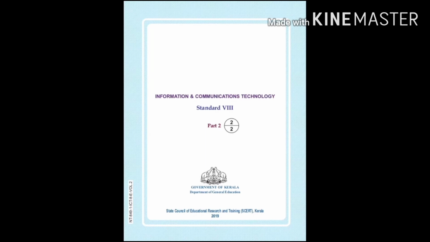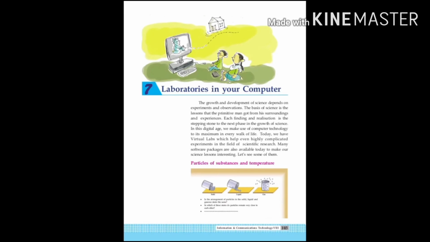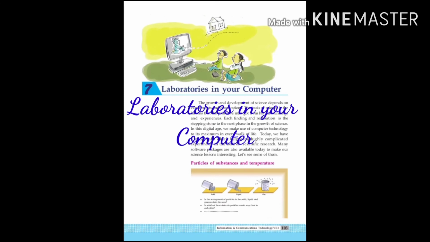Now let us go to our second volume. The first unit in the second volume, that is the sixth unit, is Data Analysis Made Easy. Really, what is the purpose of using a computer? Yes, it helps us to handle or analyze big data easily. We will learn data analysis in the sixth chapter. There is a laboratory also in our computer. We will learn it in the seventh chapter. Its name is Laboratories in Your Computer.